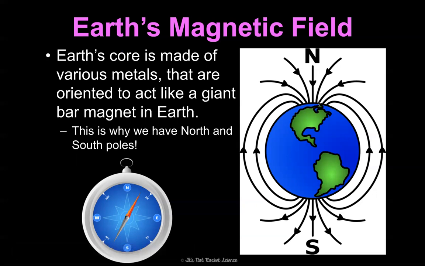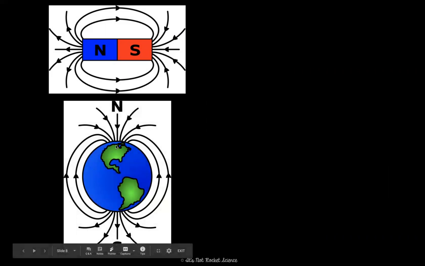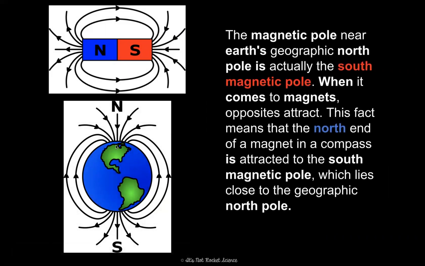So we have a north pole geographically and a south pole geographically. But do you remember how we just said a couple of slides ago that all magnetic fields go from north to south? And do you remember this picture? It looks like they're going from south to north. So the magnetic pole near Earth's geographic north pole, okay, we call this north, we call this up. But in addition to the geographic north pole, there's a magnetic pole, and it is actually the south magnetic pole. When it comes to magnets, opposites attract.